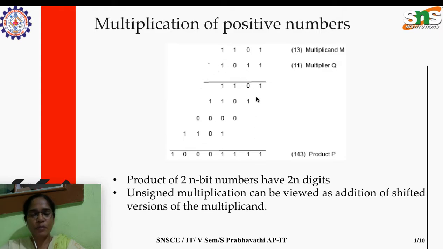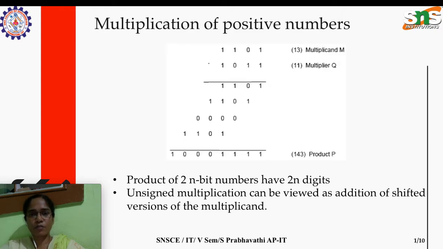So how to implement that in a circuit is the topic we are going to see. Before that we need to consider a few points. Here we are taking the multiplicand and the multiplier as 4-bit numbers.